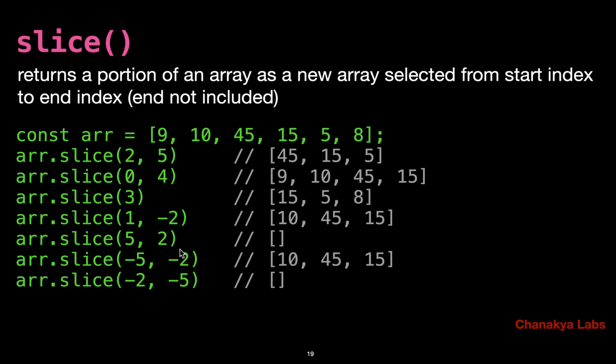But again, if you reverse that, then it is minus 2 to minus 5. From minus 2, I have to go to here. From here, I cannot go there, right? That is the opposite direction. That is not possible, and that's why an empty array is returned. So fairly, I think you should have understood what slice is.